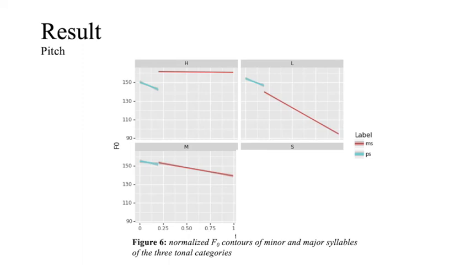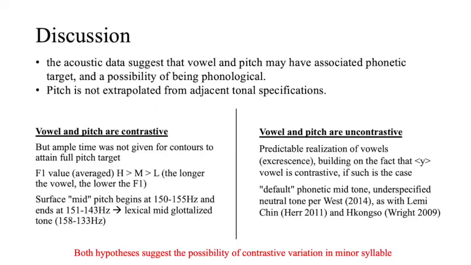Although the findings may not have been consistent, the results of the acoustic study suggest that the vowel and pitch of minor syllable may have an associated phonetic target and the possibility of being phonological. Also, the pitch is not extrapolated from adjacent tonal specification. Hence, this gives rise to two possibilities: whether the vowel and the pitch are contrastive or they are not.